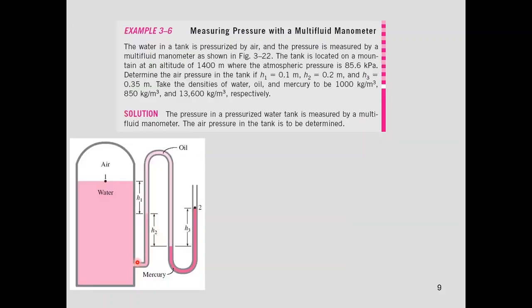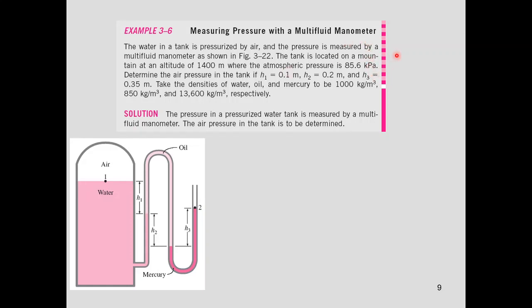Okay, we go to the next example. This example is a multifluid manometer. For this type of problem, the equation still uses P equal to rho g h, but it is not as direct as the solution before. I will read the question for the second example.